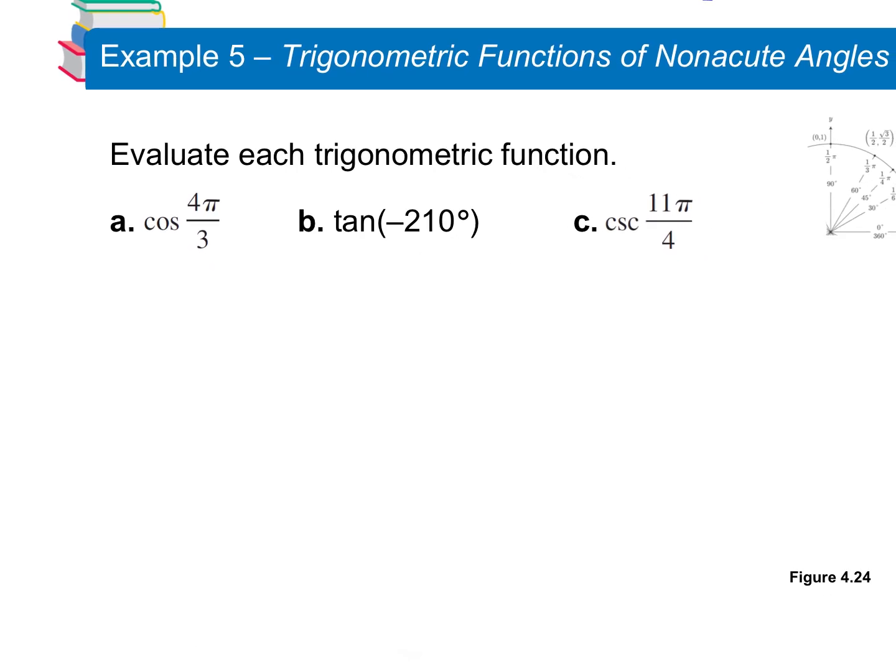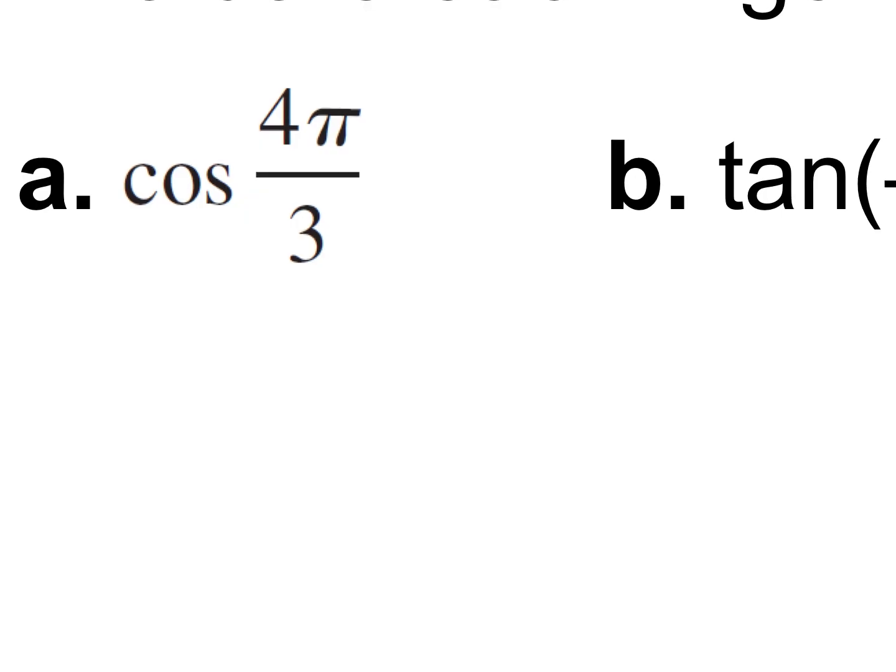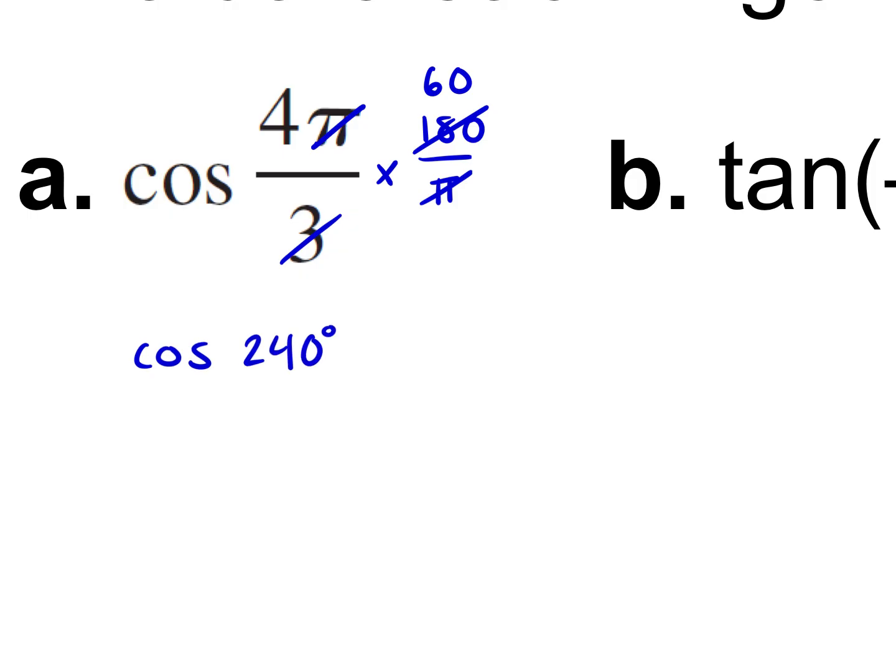So cosine of 4 pi over 3. Let's first figure out where 4 pi over 3 is. How can I figure out what quadrant 4 pi over 3 is going to be in? What can we do first? Change it to degrees. So let's multiply by 180 over pi. The pi's will cancel. 3 goes into 180 60 times. And 4 times 60 is what? 240. So we're looking for the cosine of 240 degrees.